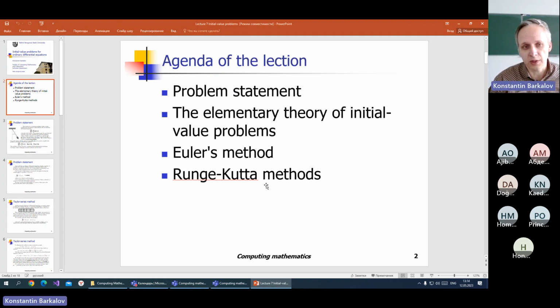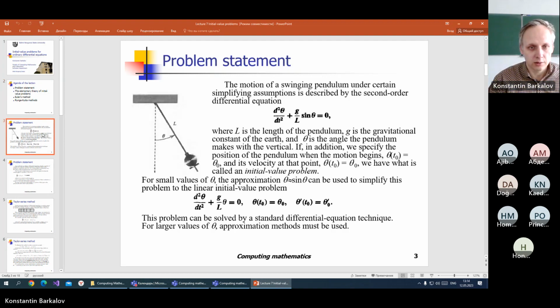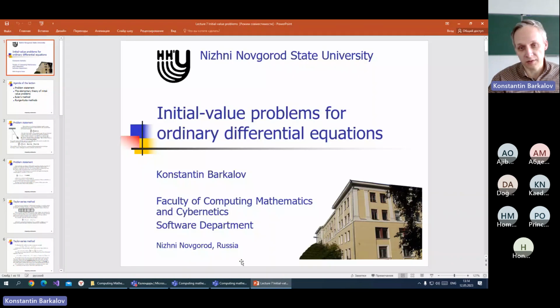initial value problems, maybe a more simple one, that is shown here in this applied problem. Well, what are initial value problems for ordinary differential equations? So the first question: what equation is called a differential equation?